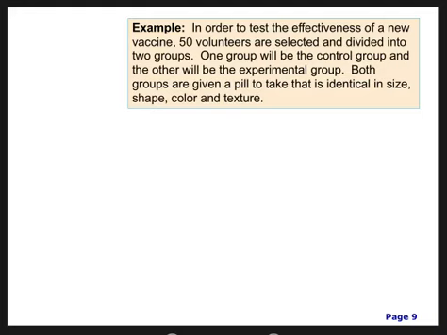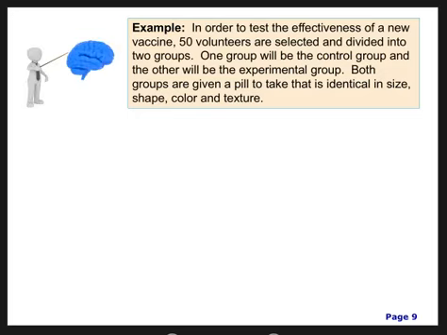Okay? Both groups are given a pill that is identical in size, shape, color, and texture. Now, the one difference is going to be that in one group, there's not going to be any vaccine within the pill. There's going to be no vaccine component to the pill. That will be our control group. The other group will be the one with the vaccine.